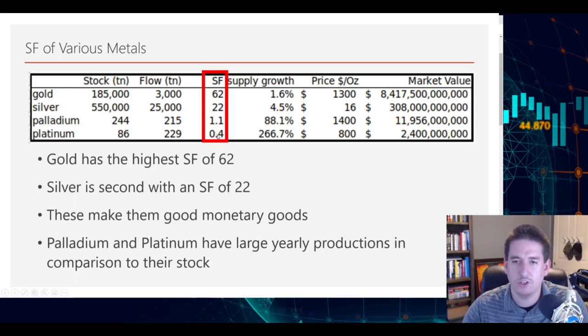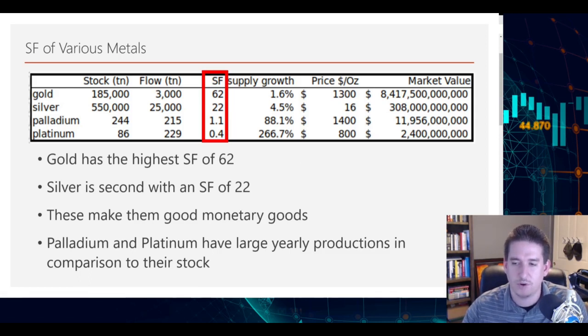So if you look at these numbers, comparing the stock to flows, the higher the stock to flow, the more of a monetary good it is. So gold has the highest stock to flow at 62, and gold has the highest market value out of all of those, right? It's a very good monetary good. Silver is second with a stock to flow of 22, and then has the second largest market cap. So a high stock to flow ends up making it a good monetary good.